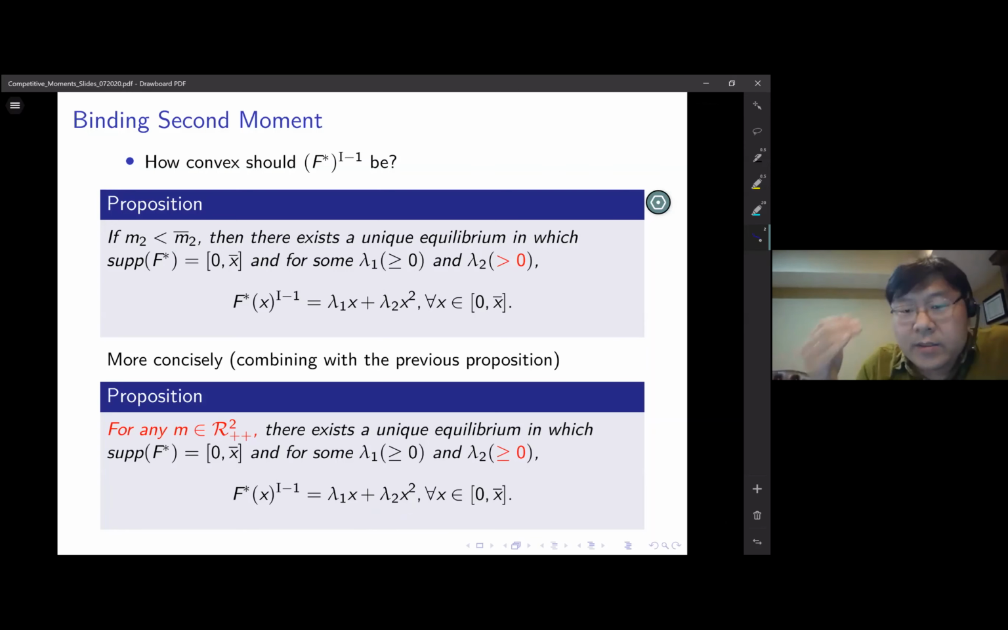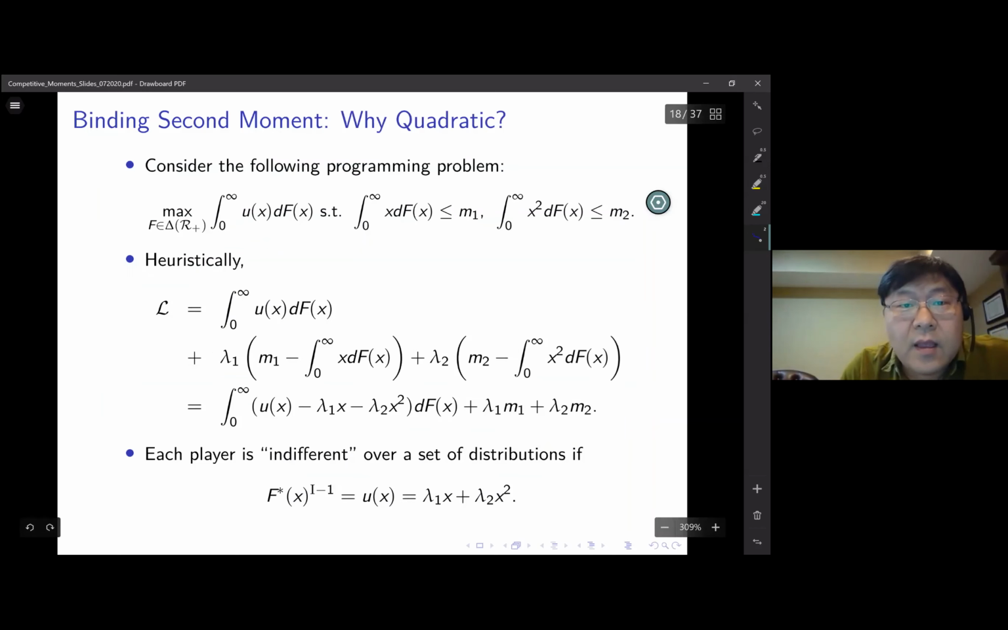Why? Okay. So again, if you're familiar with programming with general moment conditions, you must already have some good idea. But here's the intuition. So just think about the programming problem on the moment conditions. So suppose that the value function is u(x), and you are choosing a distribution to maximize your expected payoff subject to these two moment constraints.